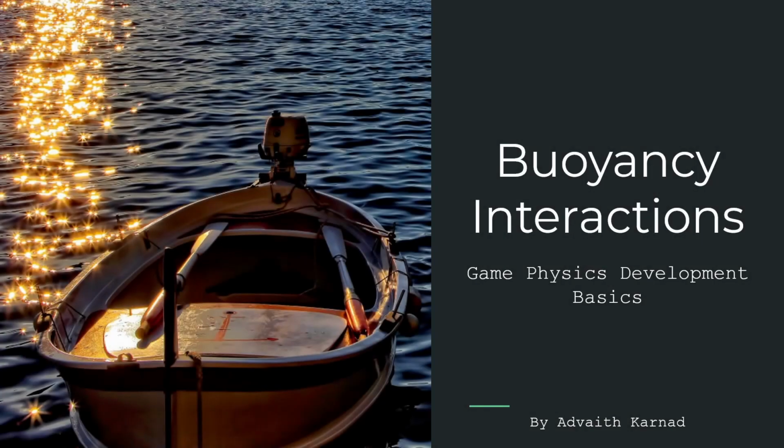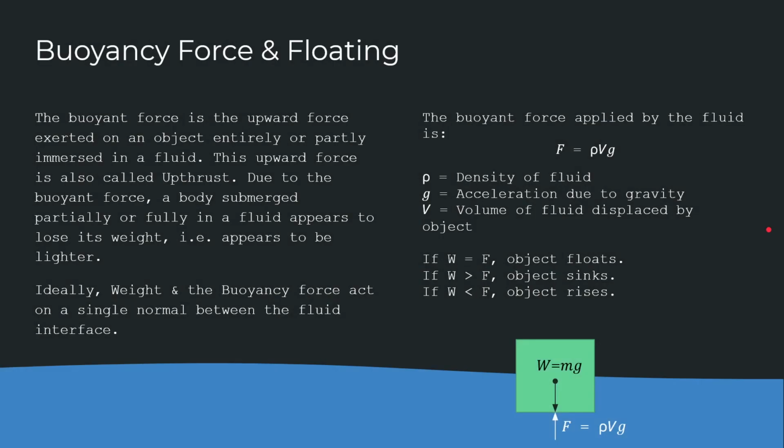Now moving on to the second part, that is the buoyancy interactions. Buoyancy refers to an upward force that is exerted by any fluid on an object which is immersed in it. This upward force is generally called an upthrust because it generally acts upwards. However, it need not be so. A buoyancy force is basically a force applied by the pressure gradient of a liquid.